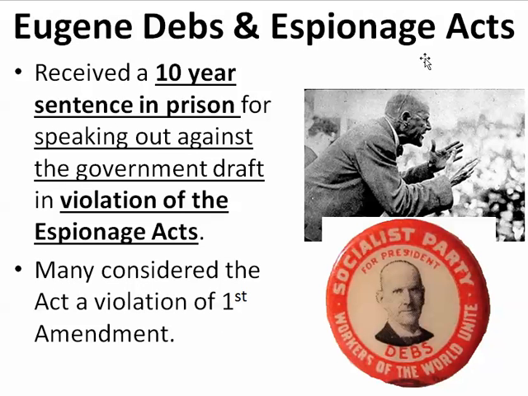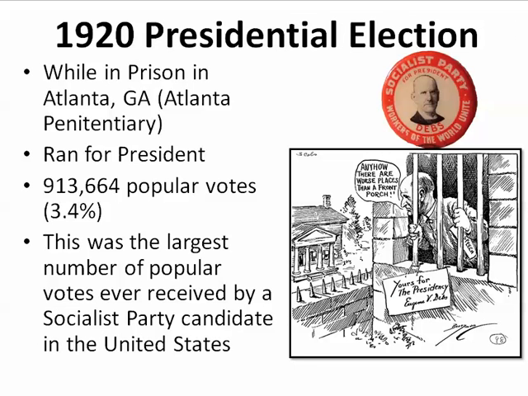While in prison in 1920, Eugene Debs runs for president. Actually runs for president and is imprisoned in Atlanta, Georgia, at Atlanta Penitentiary. And while running for president in 1920, he receives 913,664 popular votes. That's 3.4% of the popular vote.